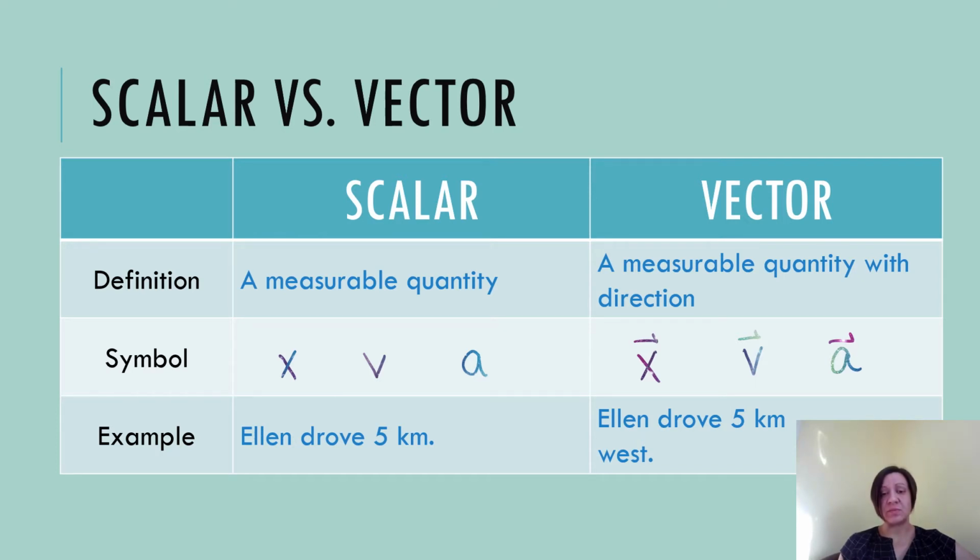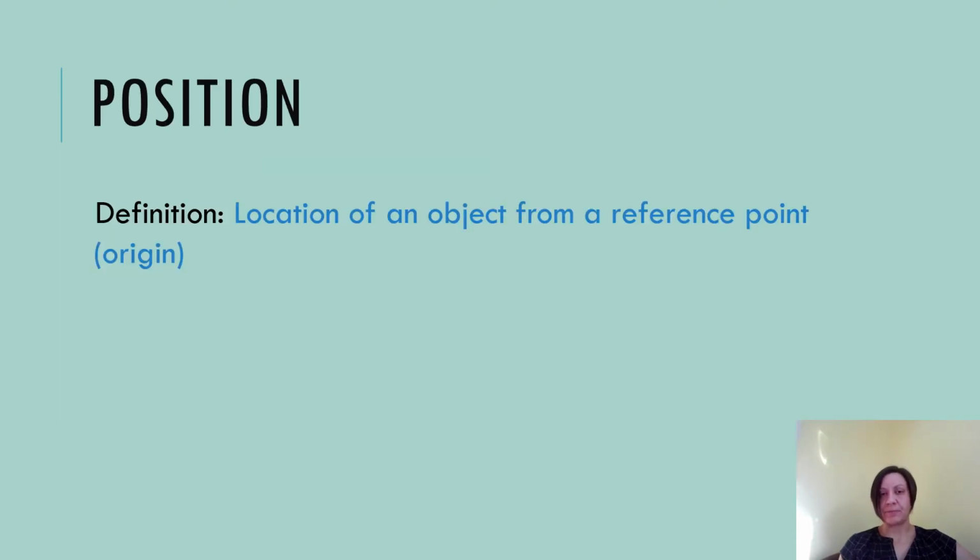An example would be Ellen drove 5 kilometers. That 5 kilometers is a measurable quantity, and so that would be a scalar. But if we add the word west onto that 5 kilometers, my measurable quantity now has a direction, and so that would be a vector. For the remainder of this video, we're going to learn about several quantities that will fall into the scalar or vector category. Starting out with an object's position.